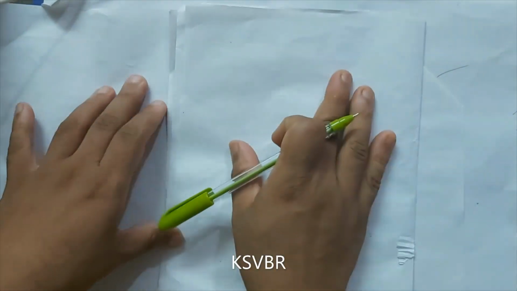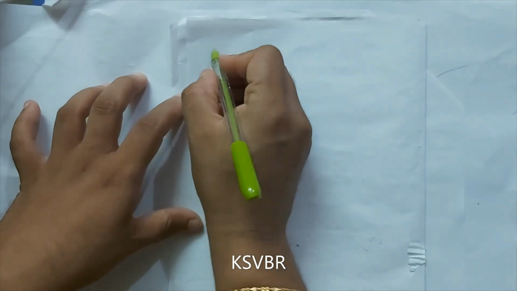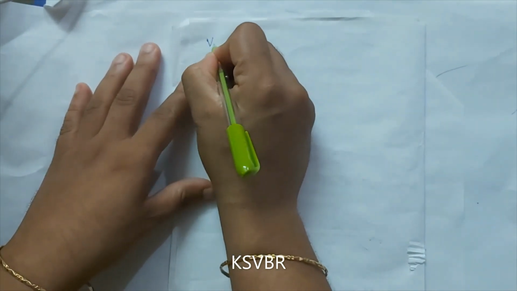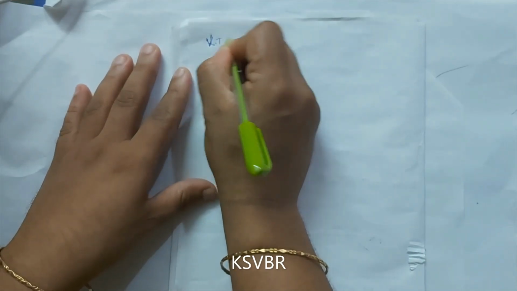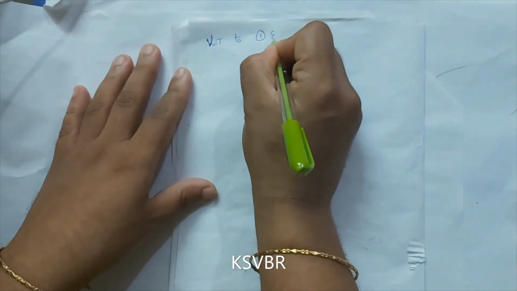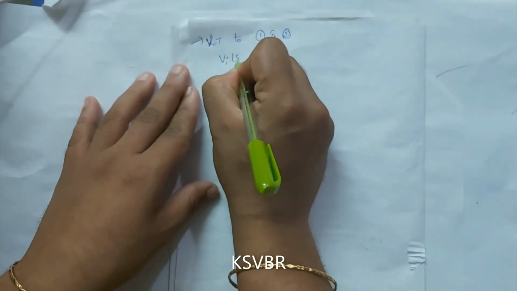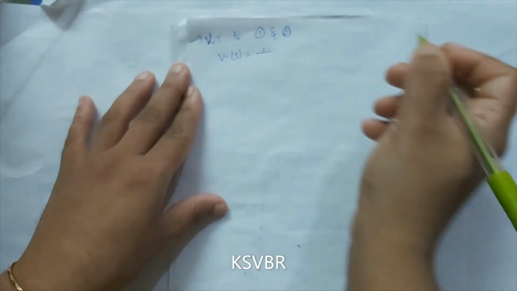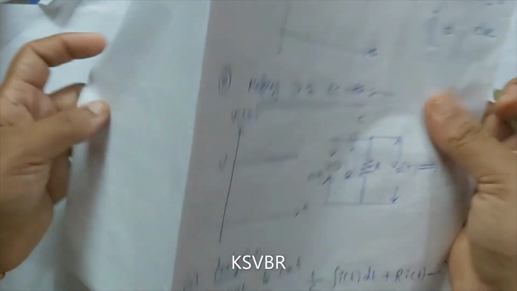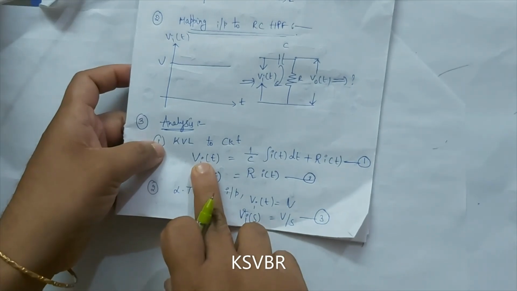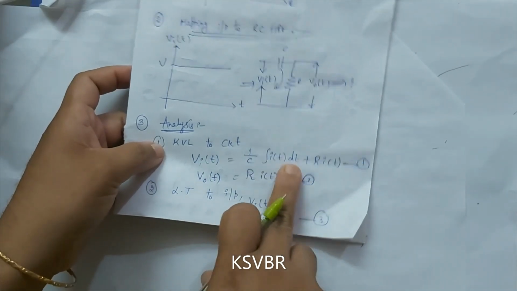Now Laplace transform to equation 1 and equation 2. Okay, so Vi of S is equal to, see here, this is equation 1. So Vi of S is equal to 1 by Cs integral I of S plus R into I of S.